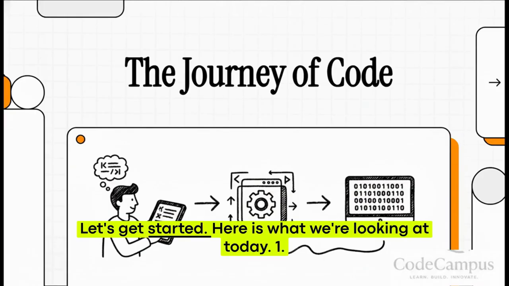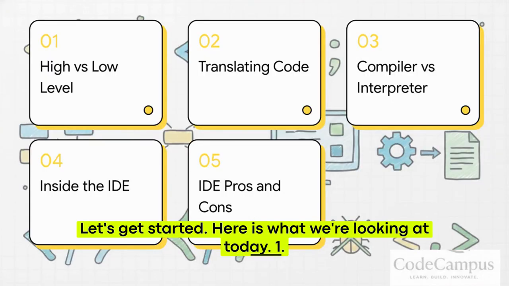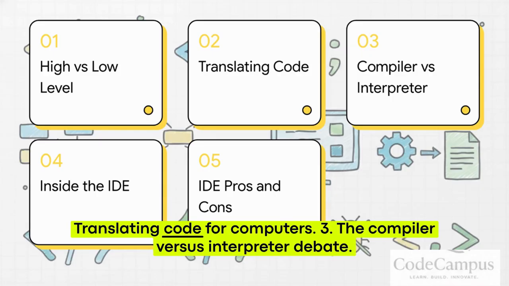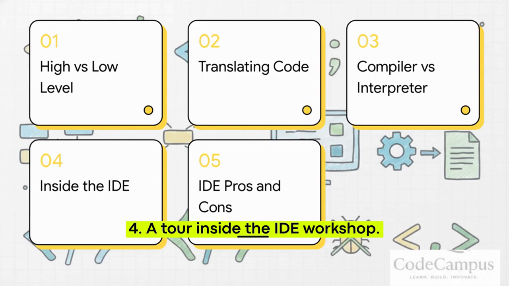Let's get started. Here is what we're looking at today. 1. High and low-level languages. 2. Translating code for computers. 3. The compiler versus interpreter debate. 4. A tour inside the IDE workshop. And 5. IDE benefits and drawbacks.